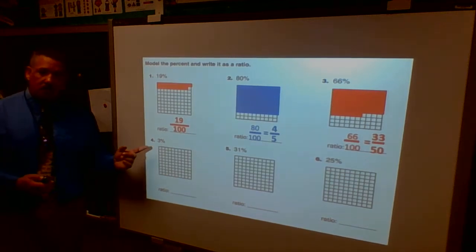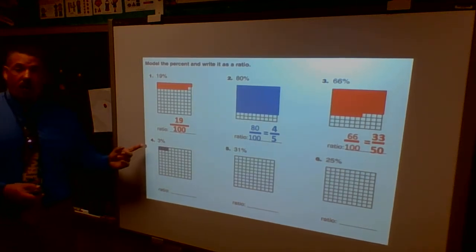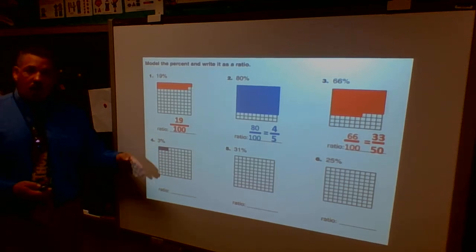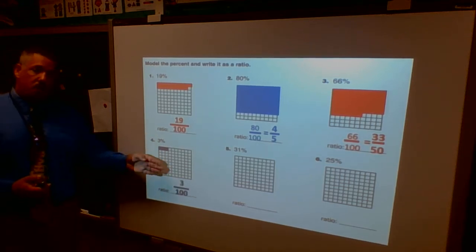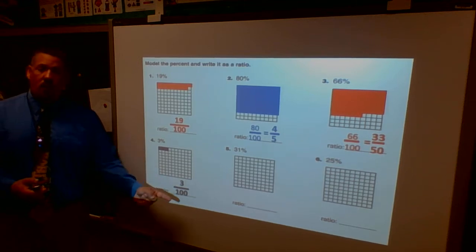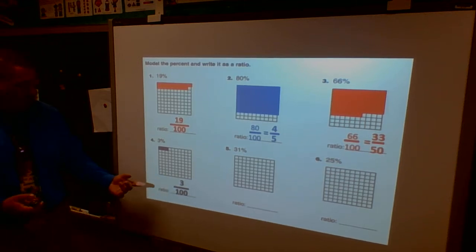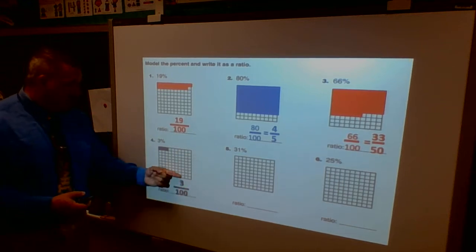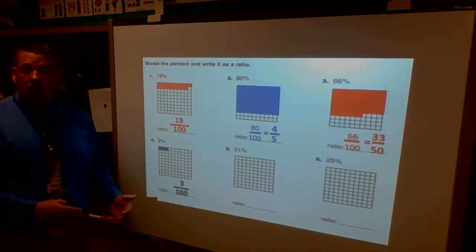My 3%, quick and easy. Fill in 3 of them. Once I have that done, I take my 3 and put it over 100. 3 is a prime number, but 3 will not go into 100 an even number of times because 1 plus 0 plus 0 is 1. 3 doesn't go into 1 evenly, so that is as low as my fraction will go.